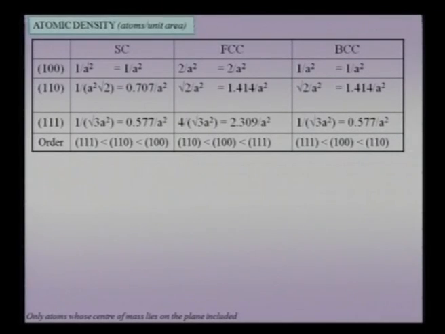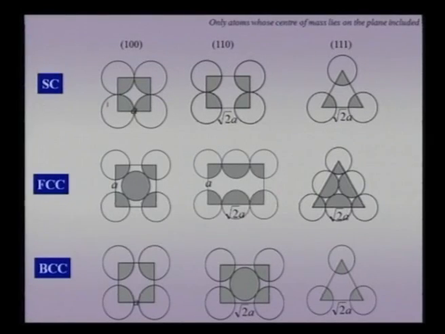Now, to go through the table, the 100 plane in simple cubic has an atomic density of 1 by a square. So, let me pick up the square. This is my simple cubic structure. I am considering the 100 plane, and if you look at the plane, you will see that this is the face of the unit cell, and the number of atoms is 1, from the 4 corners, and the area is a square. So, it is 1 by a square.